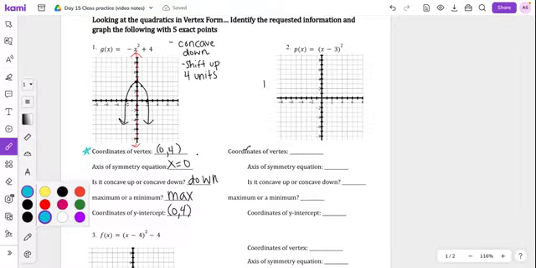Okay, so go ahead and make sure you have everything written down. Make sure you have 5 plotted points. Make sure you have arrows. And then we can take a look at number 2.